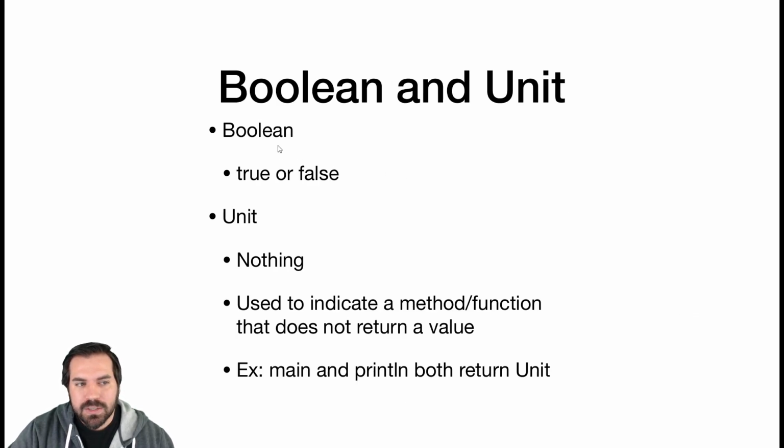Boolean and unit. Boolean is what you expect, true or false. I don't really have much to say about that. And unit is a placeholder for nothing. We use this for return values if a method doesn't return anything. If it doesn't return a double, doesn't return a string, doesn't return a list, we say it returns unit, to tell Scala, I don't expect this thing to return anything. The last expression that's evaluated in this method, don't bother returning that. We've seen two methods already that return unit, main and printline.